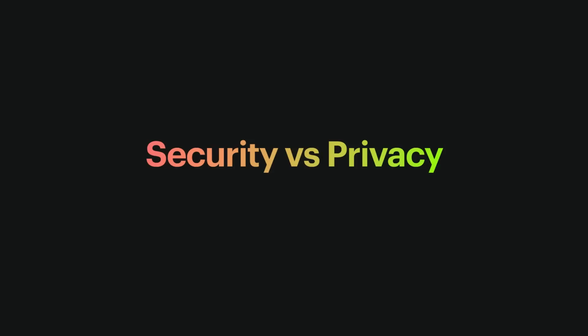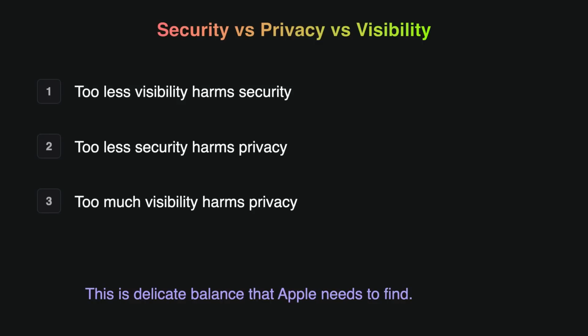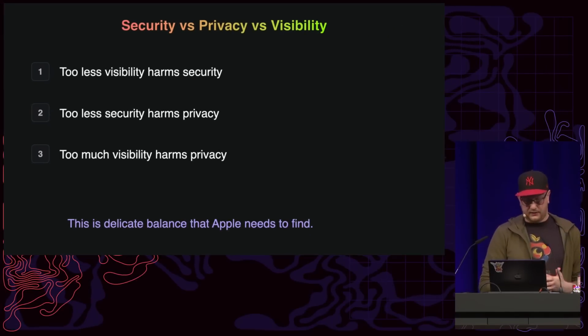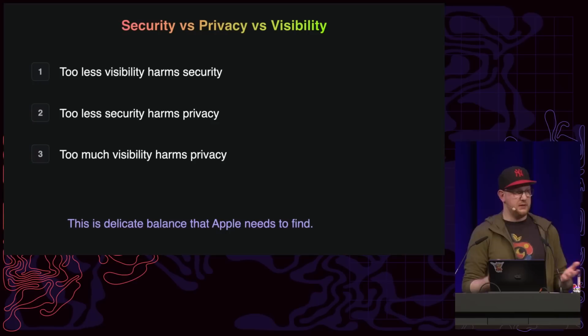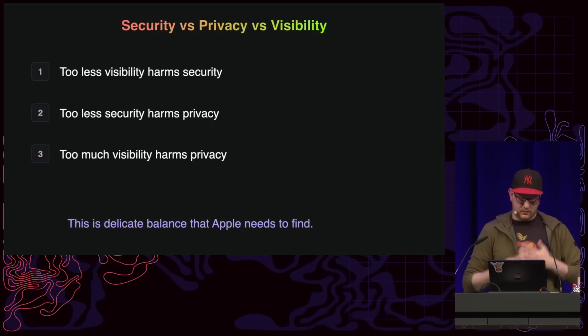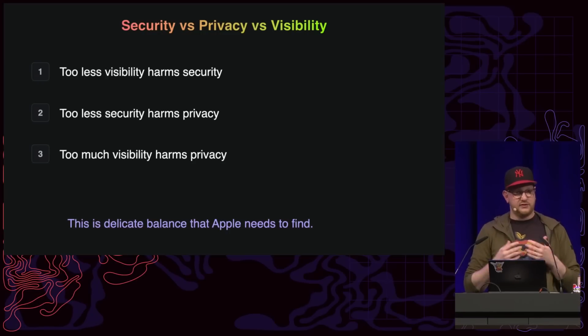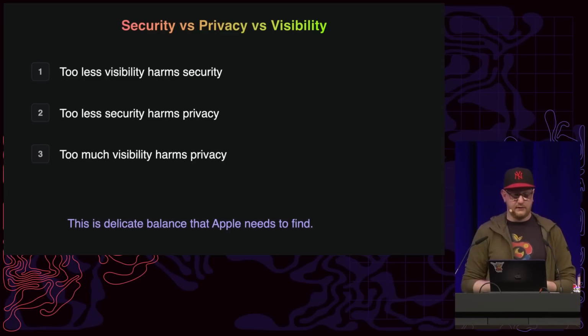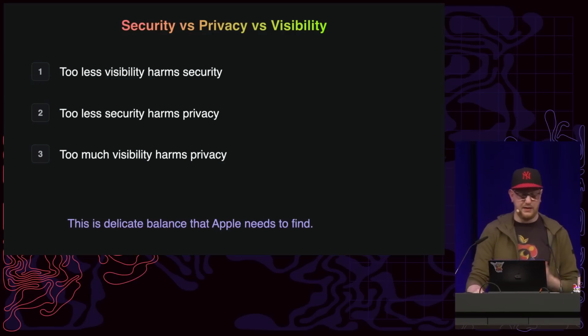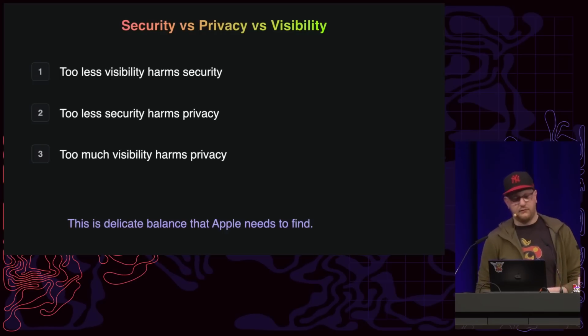A brief note on security versus privacy. This is a very delicate balance that Apple obviously has to find. If you have too little visibility on a system, you're making the privacy part very, very great for the majority of the population. But for some individuals, who are attacked with the most intricate type of malware, that level of missing visibility actually leads to the fact that their complete privacy is compromised. On the other hand, if we have too much visibility, we're harming privacy. If we have too little security on a device, we're also harming privacy.